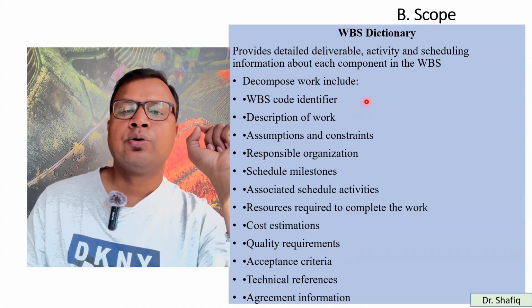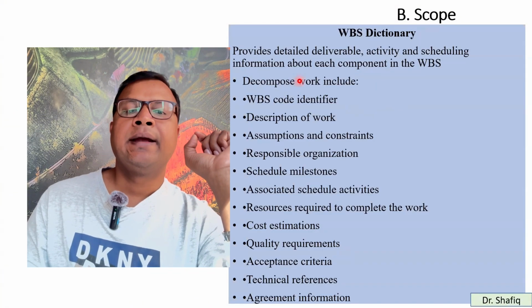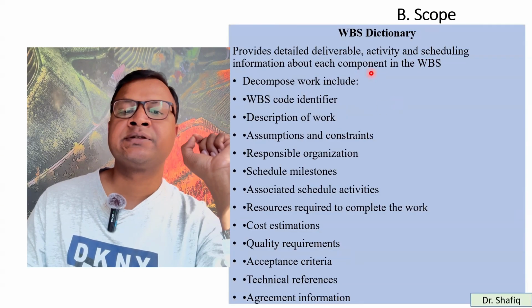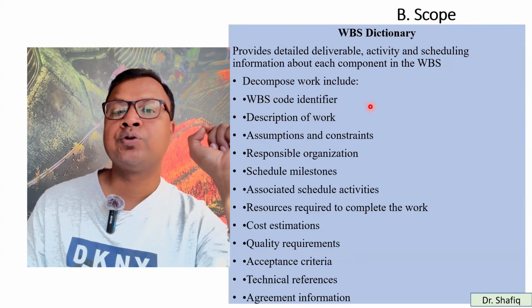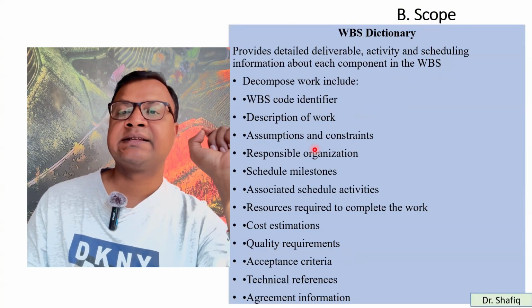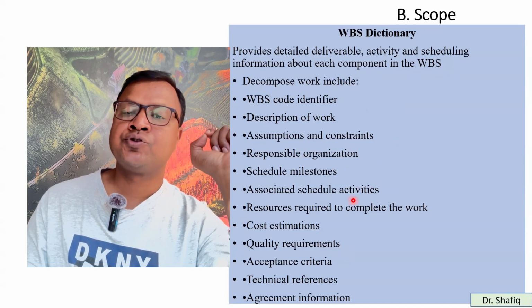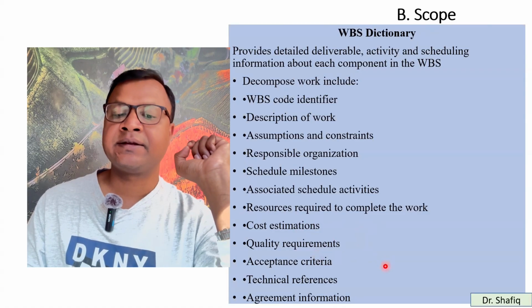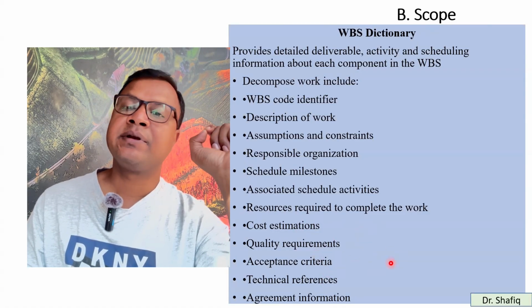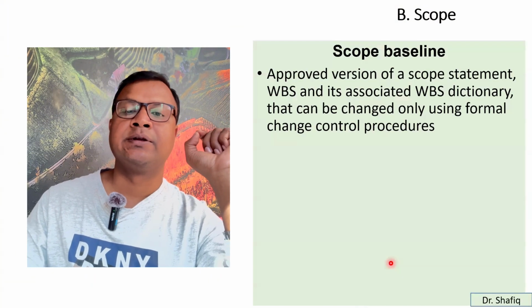So you have to make a WBS dictionary, work breakdown structure dictionary. It will provide the detailed deliverable, activity, and scheduling information about each component in the WBS. What are they? It includes WBS code identifier, description of work, assumptions and constraints, responsible organization, schedule milestones, associated schedule activities, resources required to complete the work, cost estimation, quality requirements, acceptance criteria, and technical references, agreement information. These are the components of a WBS dictionary.